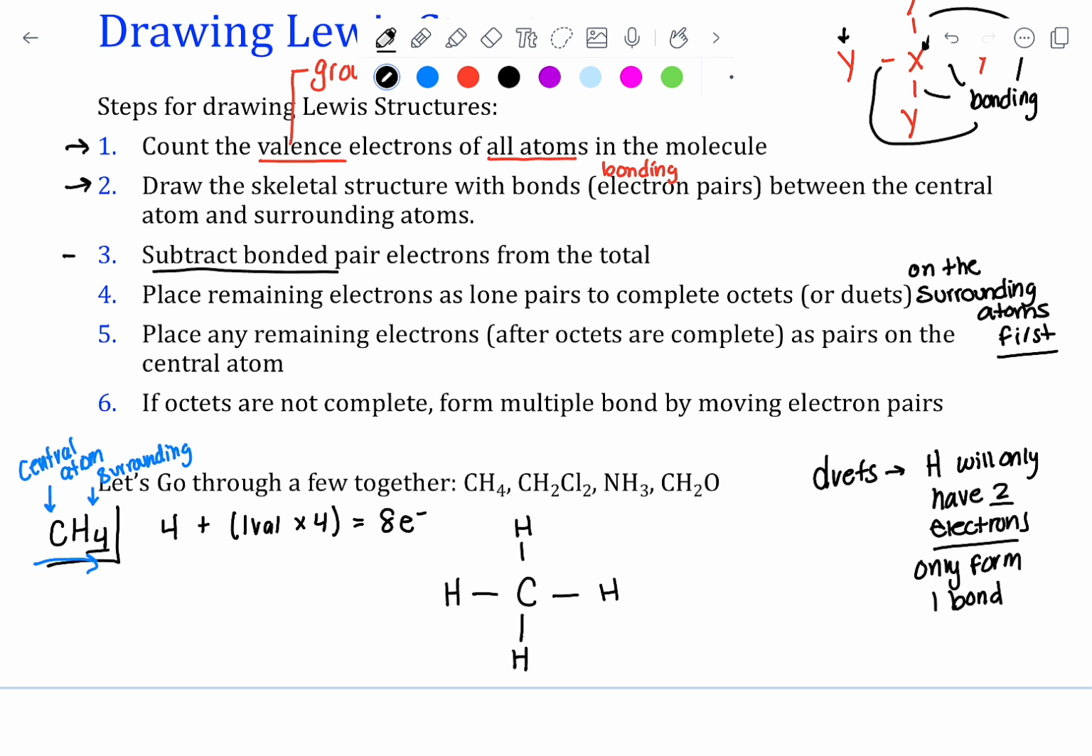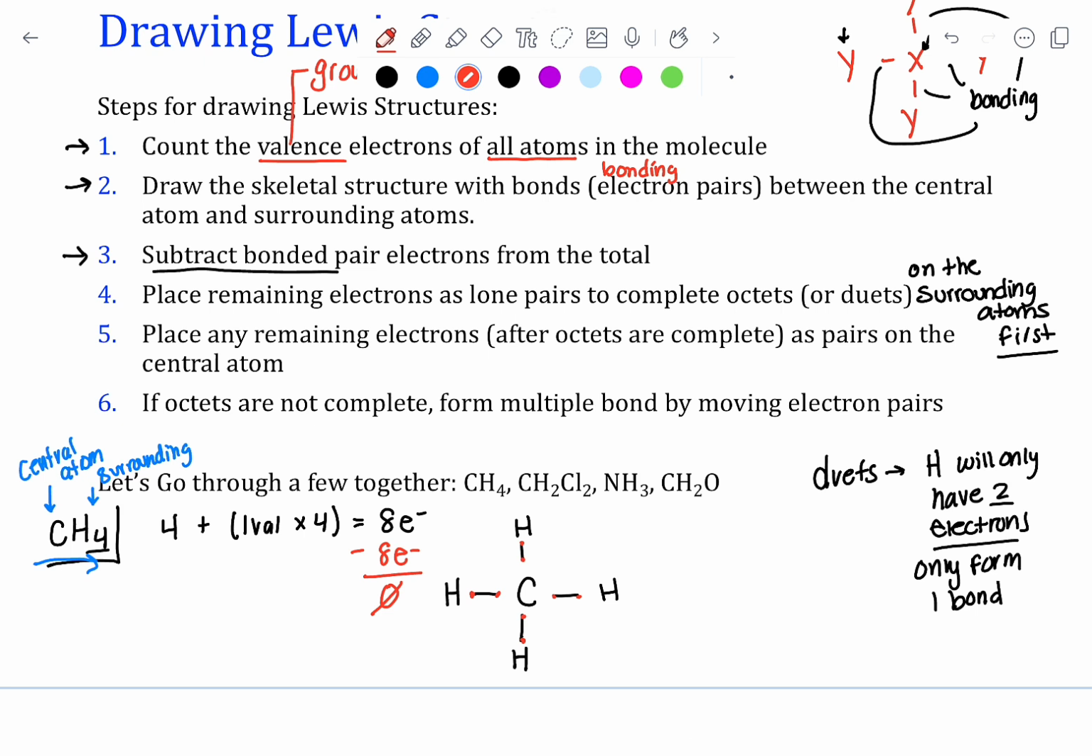So step 3 then says to subtract the bonded pair electrons from the total. So what that means is I've used up electrons to form the bonds. I now have to count up how many I used and subtract that from the total that I had. So how many electrons did I use to form these bonds? Well, each bond has 2 electrons. So that's 1, 2, 3, 4, 5, 6, 7, 8. I used 8 electrons to form my bonds, so I'm going to subtract that from my 8 electrons that I had total, and I have none left.